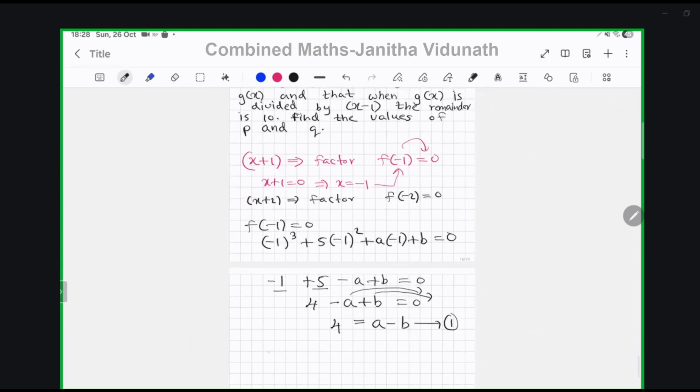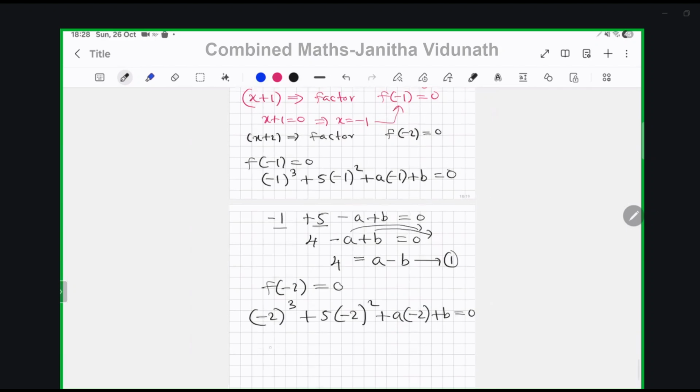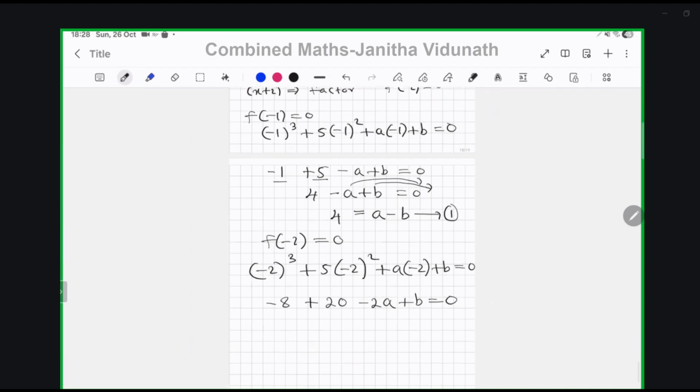Now since f(-2) also becomes 0, we can say (-2) cubed plus 5 times (-2) squared plus a times (-2) plus b also should be equal to 0. That means minus 8 plus 20 minus 2a plus b also equals 0. That means 12 minus 2a plus b equals 0. That means 12 is equal to 2a minus b. This is our second equation.